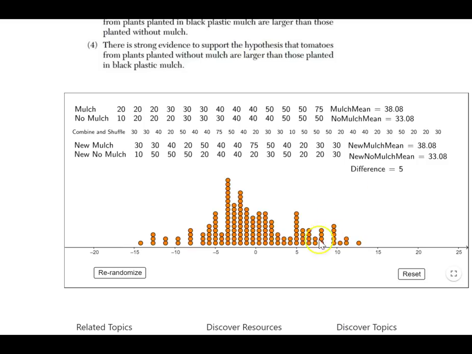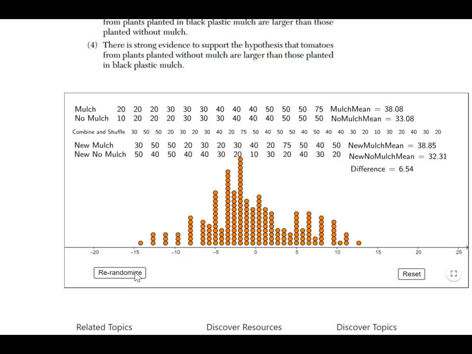Okay, so when I look at the simulation, 5 or more extreme seems to happen a lot. I mean, I could keep doing this for a long time. 5 is not that special. So you're observing a difference, but it's probably just due to random chance alone. So there may be something else causing that to happen, like maybe those tomatoes were just already genetically predetermined to be bigger. It might not be the mulch that actually caused that.